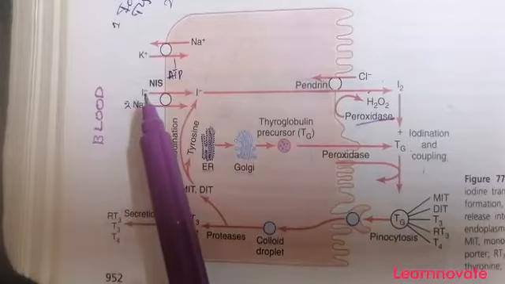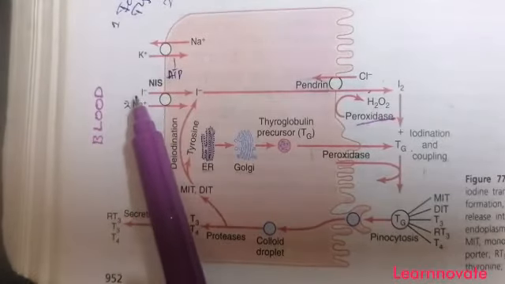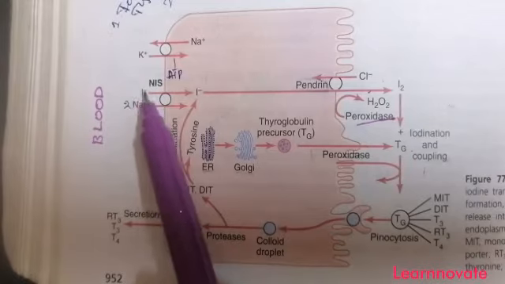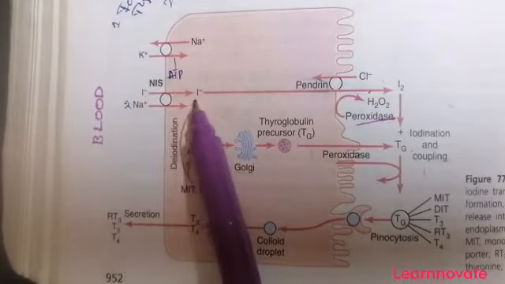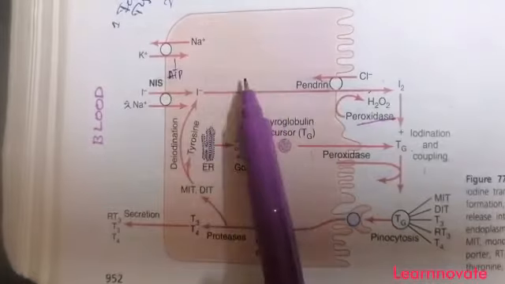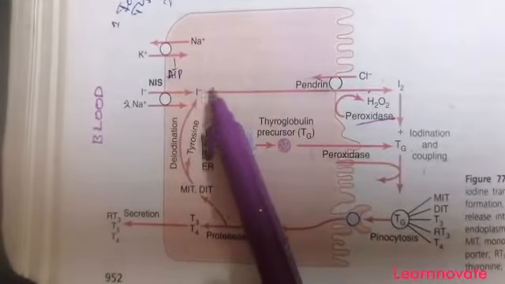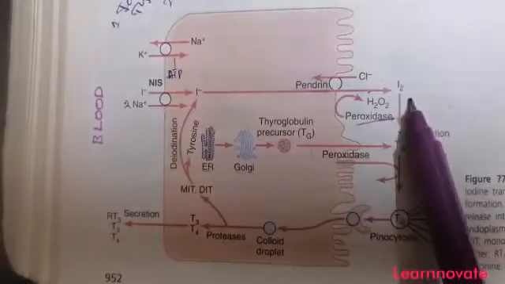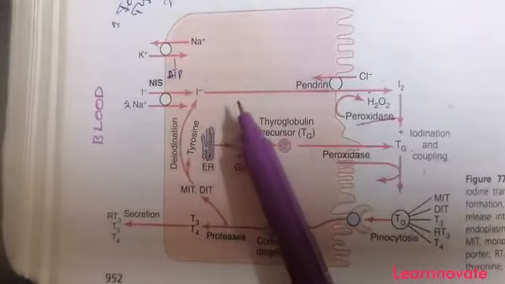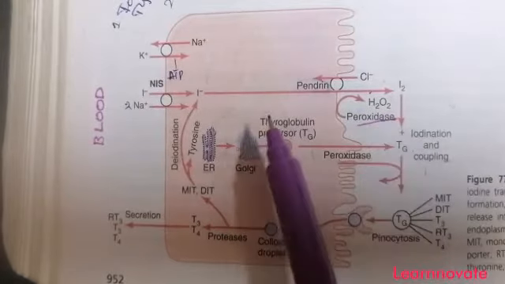The iodine is coming from the blood, and we take it from the diet. This iodine is in the form of iodide, that is a negative iodine ion. Through the sodium iodide symporter, it is transported inside the thyroid cell with the sodium ion. Now this iodide is in the form of an ion. It should be converted into iodine.